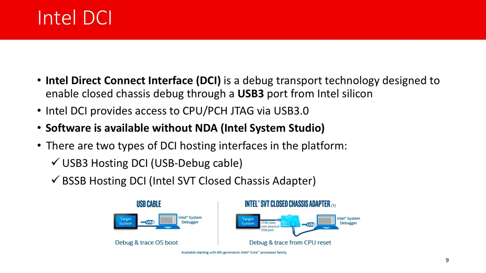Starting with Skylake, Intel introduced Direct Connect Interface technology, and you can find a rather detailed description of it in the documents and in our works. The diagrams show two types of connection: using a specific device, the so-called Intel SVT closed chassis adapter, or a common USB 3 debug cable. I would like to note that the target system in this case doesn't require any software or hardware agent. The advantage of this technology is that it works out of the box.